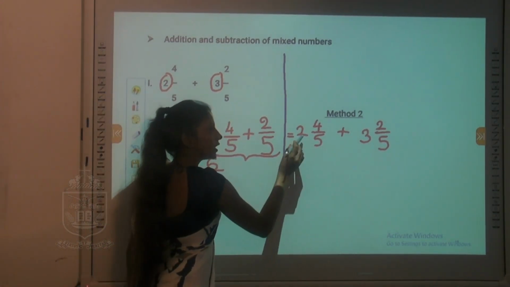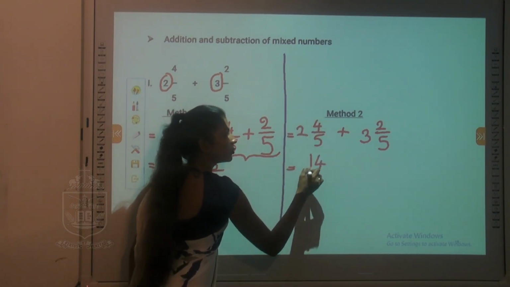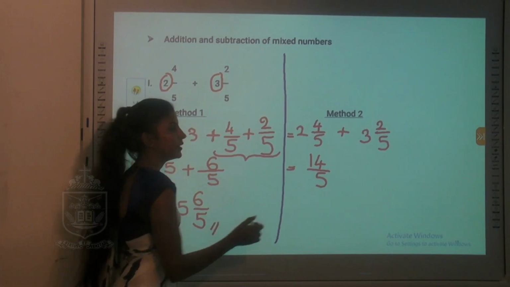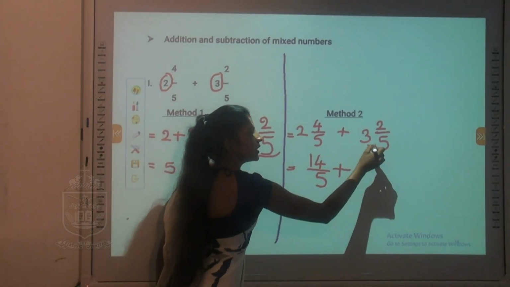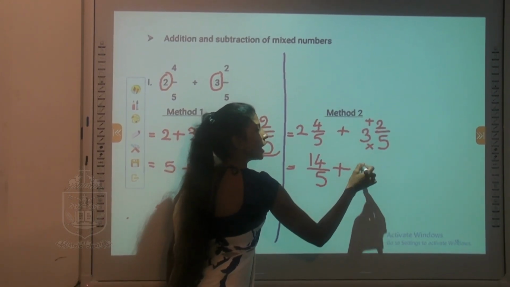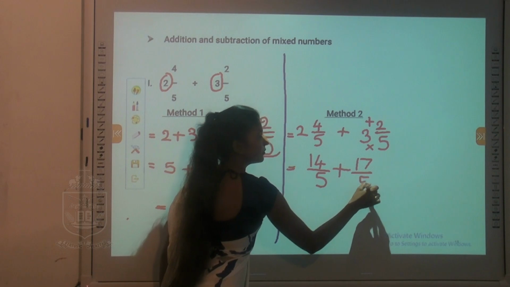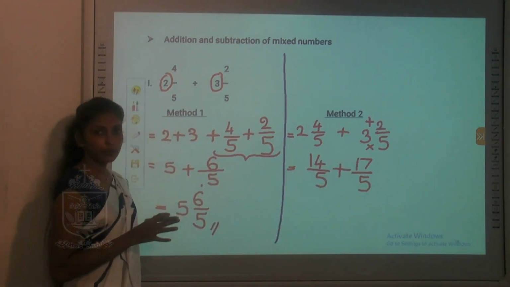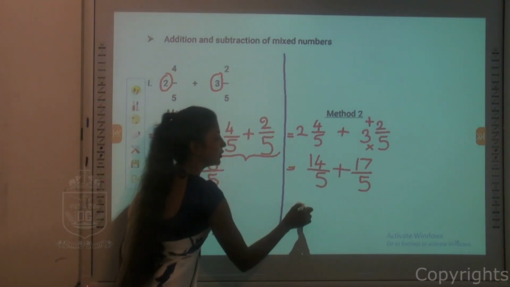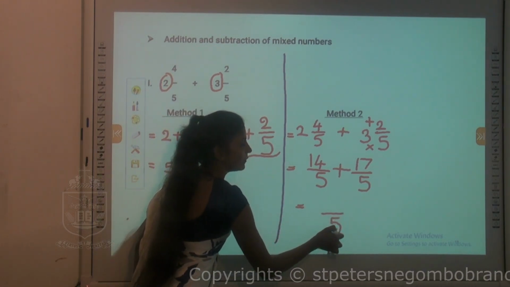So 5 times 2, 10. 10 plus 4, 14 over 5. And next 5 times 3, 15. 15 plus 2, answer is 17 over 5. You all can see the denominator is same, therefore you can add the numerators. So here the answer is 5.